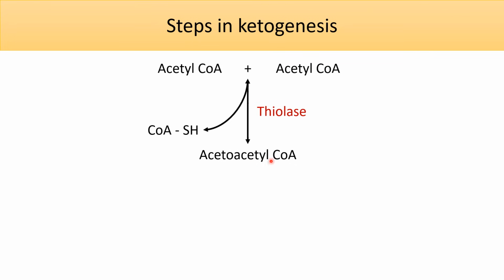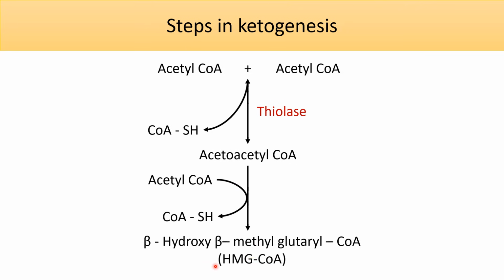So now acetoacetyl-CoA is formed. To this we are going to combine one more acetyl-CoA, and these two will combine to form HMG-CoA, that is beta hydroxy beta methyl glutarate CoA, and the enzyme which is required for this reaction is HMG-CoA synthase. Okay, so one more acetyl-CoA will combine with acetoacetyl-CoA to form HMG-CoA.